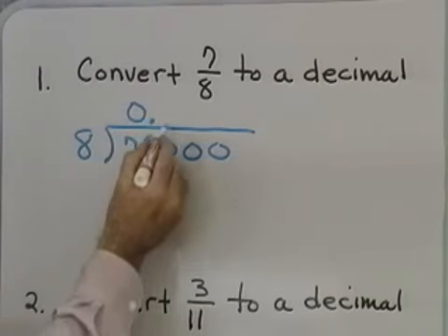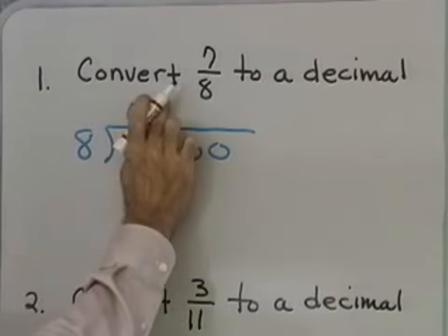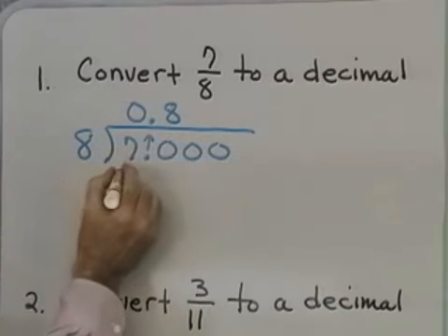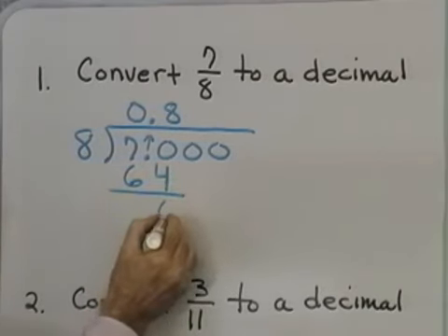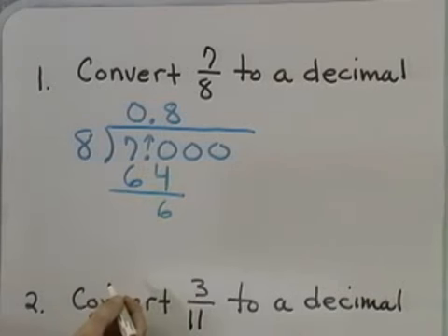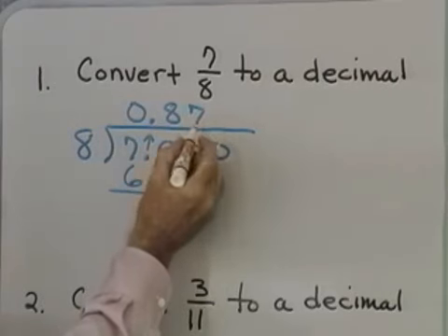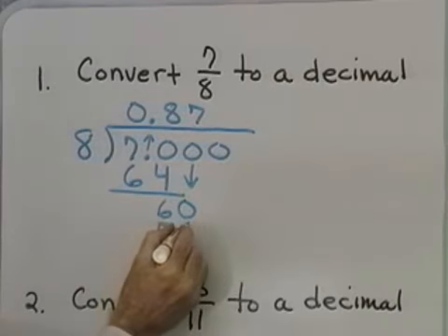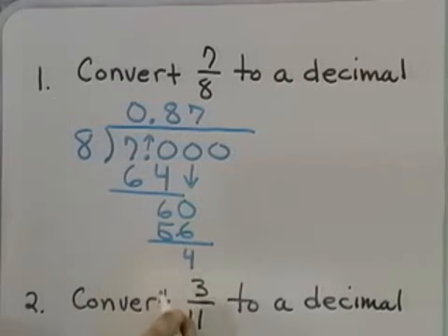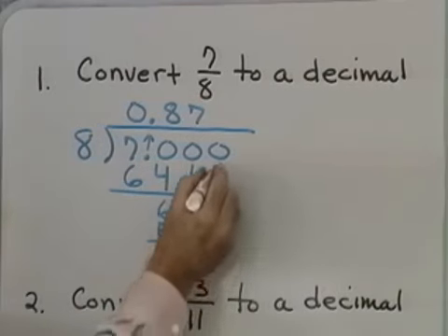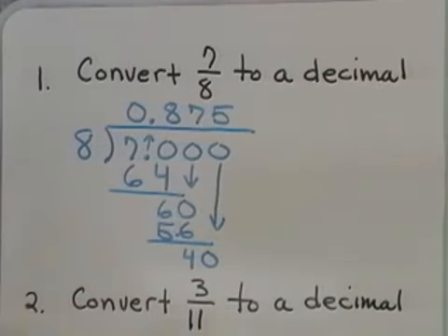8 goes into 70, let's try 8. Okay, 8 times 8 is 64. Subtract 4 from 10, I get 6. 6 from 6 will be 0 when I borrow there. Bring down that 0. Let's try 7. 7 times 8 is 56. Subtract here, I get 4. 5 from 5 will be 0 after I borrow 1 from that 6. Bring down that 0, and that goes in there exactly 5 times.